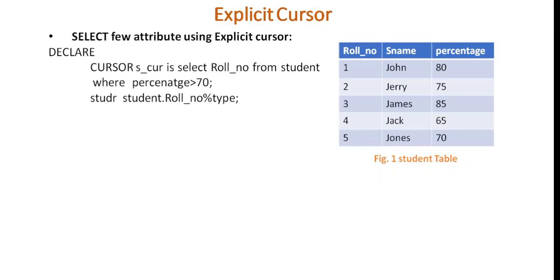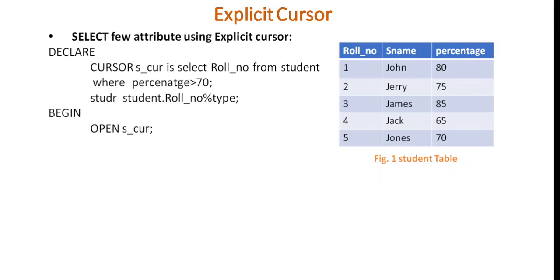In the previous program, the std variable was a record type variable, that is, of type %ROWTYPE. But here we are only using %TYPE. Here we are only assigning roll number to the std variable. We are not assigning all attributes to that std variable. This is the only difference.